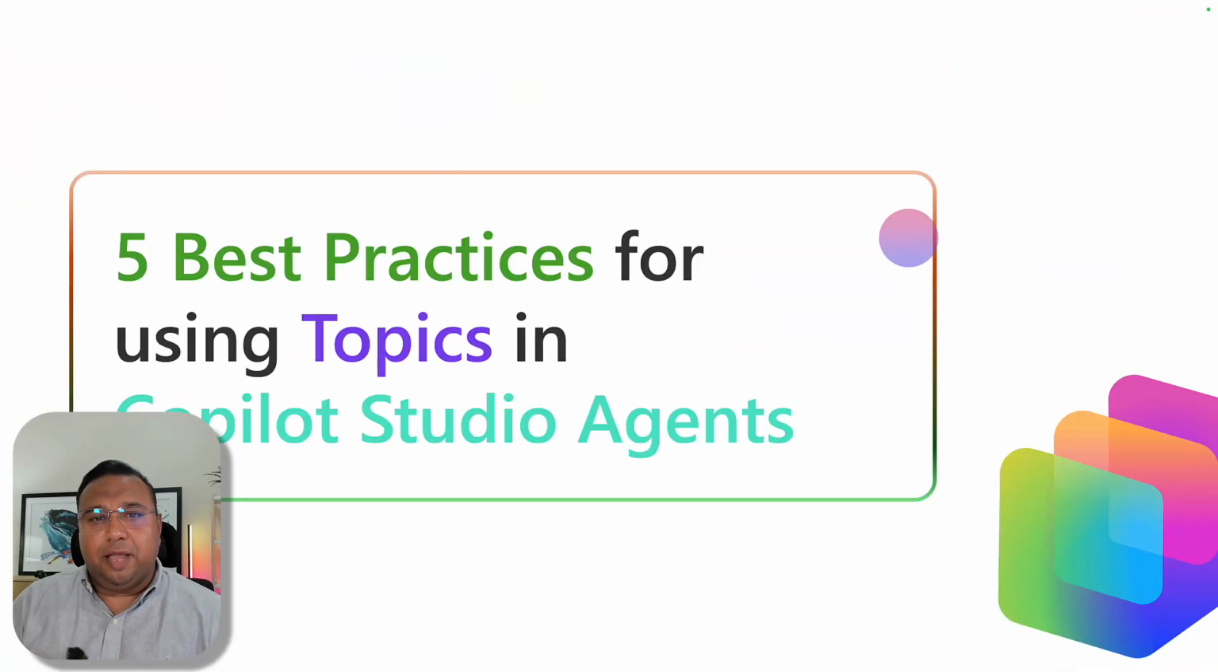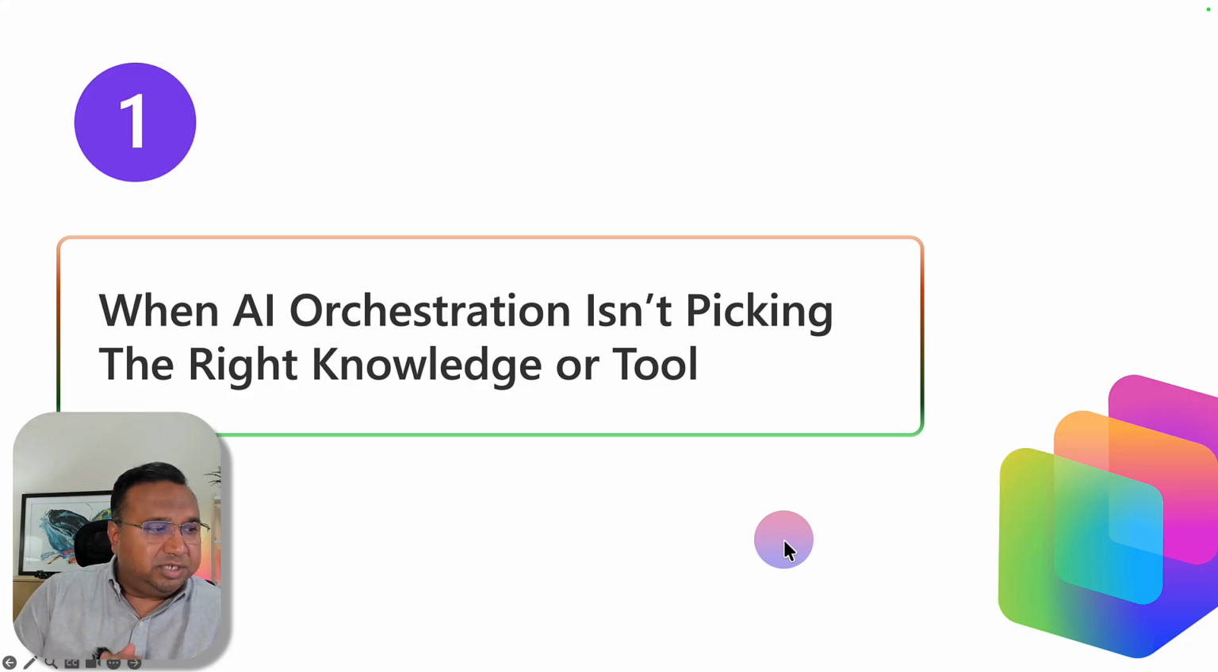All right, so let's talk about our 5 best practices for when you should use topics in Copilot Studio agents. Starting with number 1, when AI orchestration just isn't picking the right knowledge or tool.